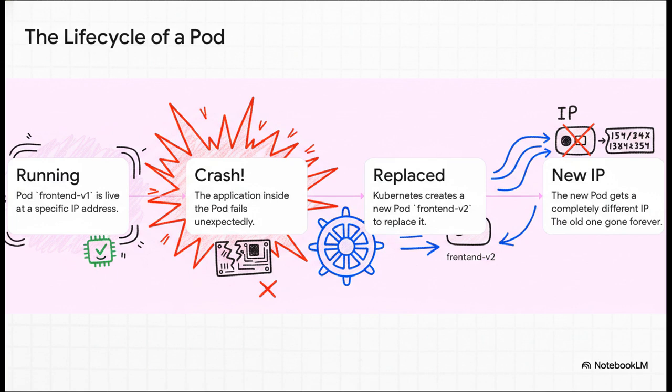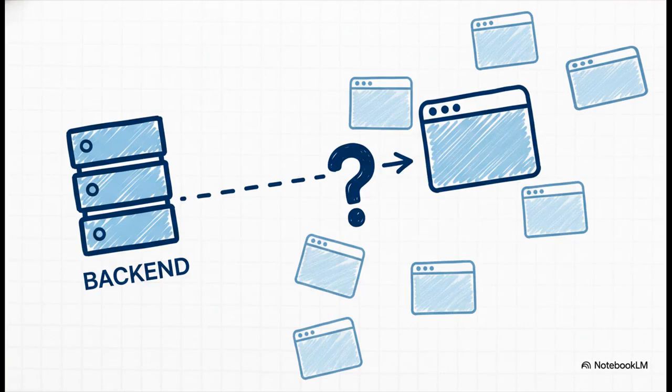Vanished. Forever. And this brings us right to the million-dollar question. If you're the back end, how in the world are you supposed to reliably find the front end? You can't just hard code an IP address because you know for a fact it's going to change. It makes any kind of stable, direct communication pretty much impossible.